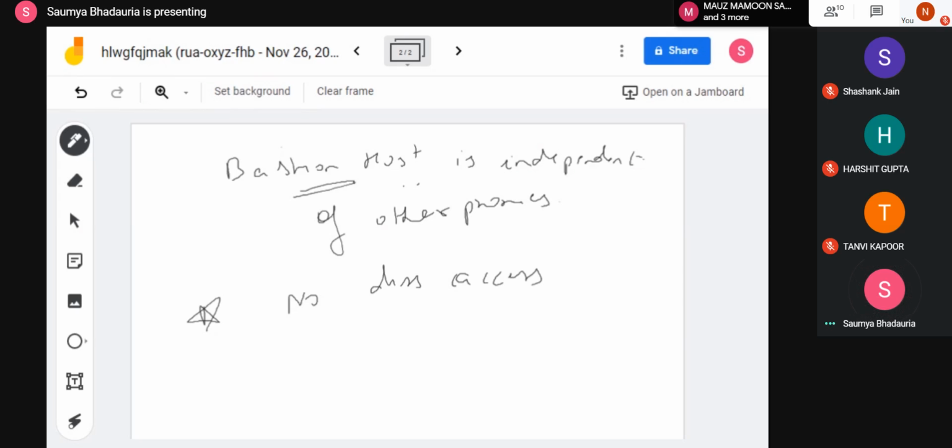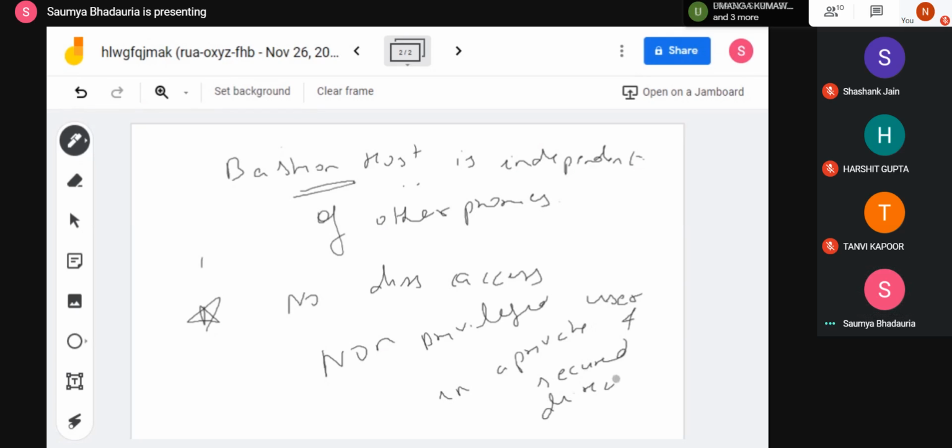Okay. Finally, we say that on the Bastion host, every proxy service which is running would run in a non-privileged user mode. Okay. And each proxy which is running runs as a non-privileged user, okay, in a private and secure directory. Clear?